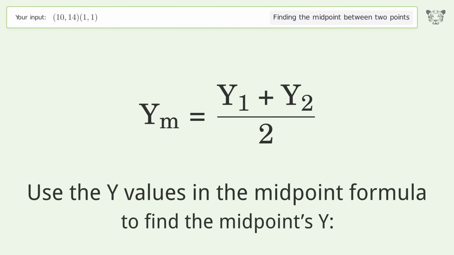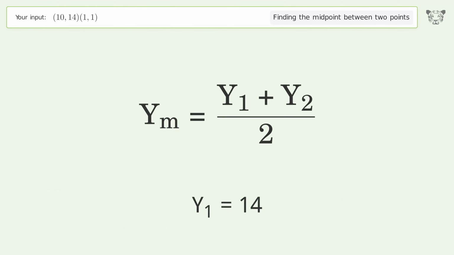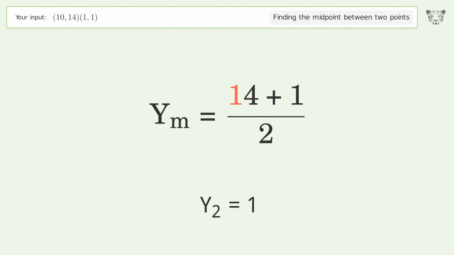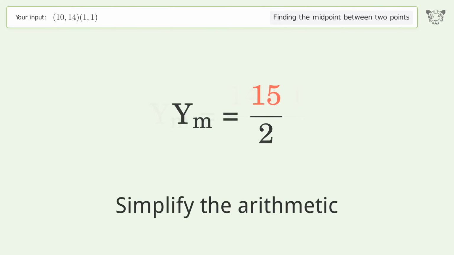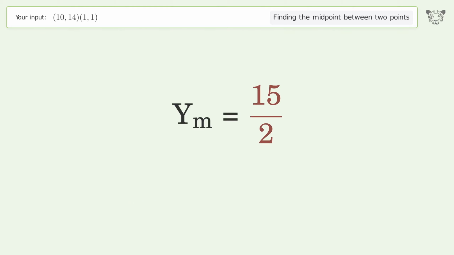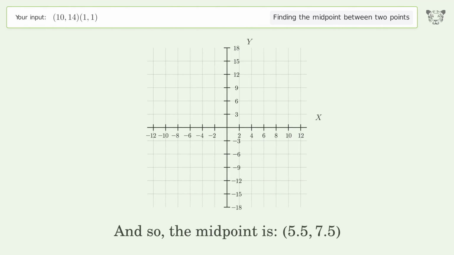Use the y values in the midpoint formula to find the midpoint's y. y1 equals 14. y2 equals 1. Simplify the arithmetic. And so, the midpoint is 5.5, 7.5.